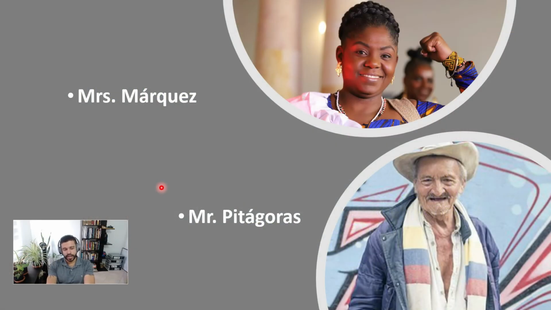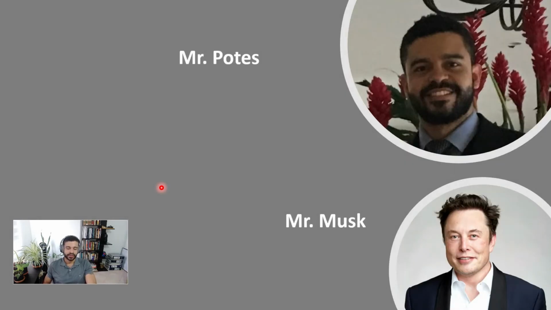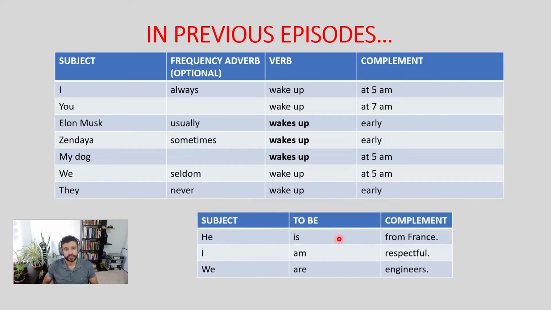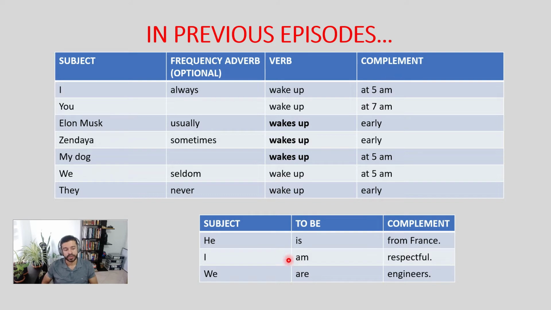In part 1 we had the introduction to present simple, in which we talked about these two important people. If you haven't watched this video, you can check it out right there. In the second video, we explored a couple of other fictitious daily routines, in this case the one of Mr. Potes and the one of Elon Musk. If you haven't watched that video, I invite you to check it out over there. So in those episodes we explored the structure of affirmatives in present simple, with frequency adverbs, with the verb to be. If you wanna deepen on that, you can check that out.